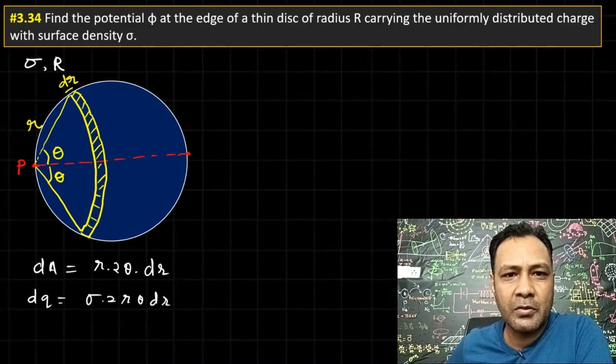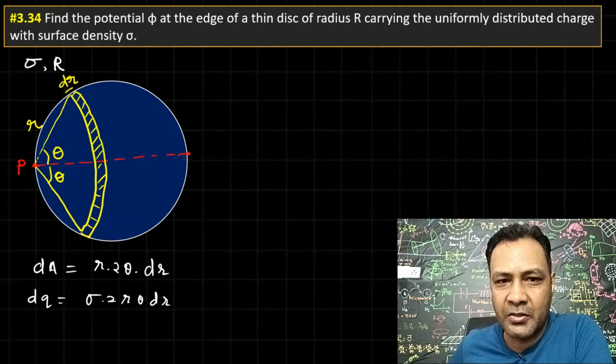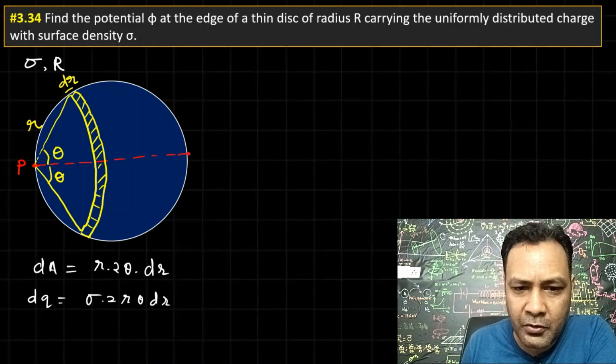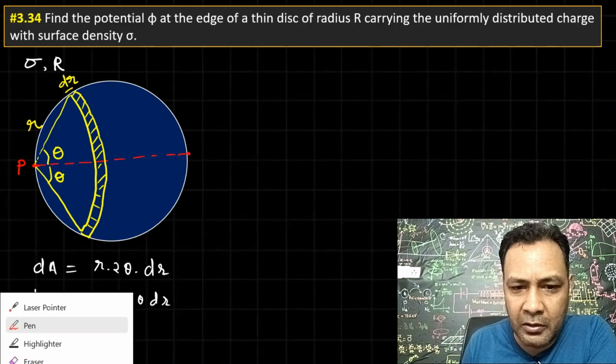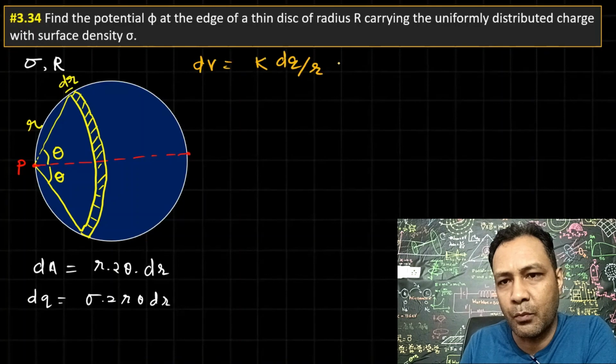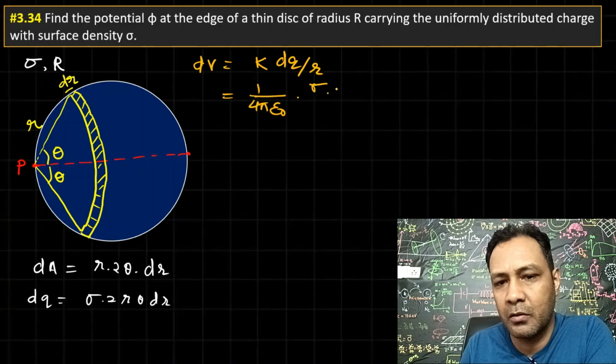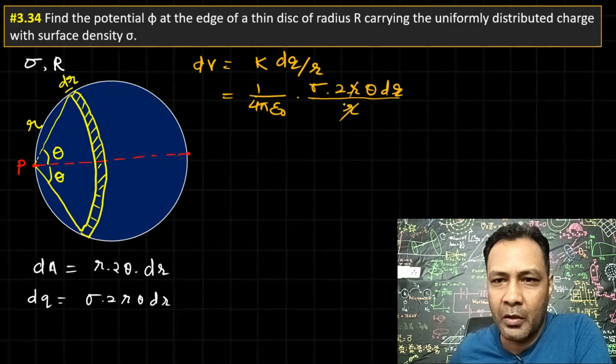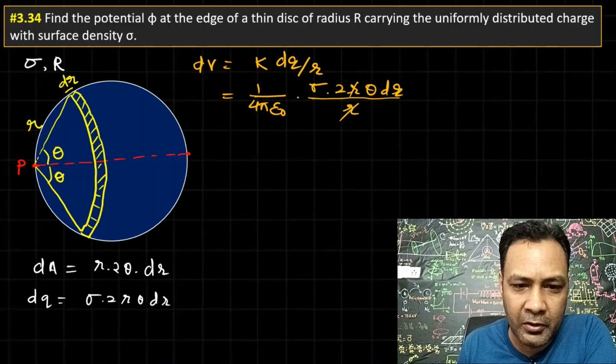Now the good thing about this element is that all points of this element are at the same distance from point P. So because of this element, the potential at P would be dV is equal to k dq by r. So put the value of k as 1 over 4 pi epsilon naught. Dq we have written here, sigma 2r theta dr, and then divide by r. So we get rid of this r, and now this is in theta and r. We want to write in one variable, so let me express everything in terms of theta.